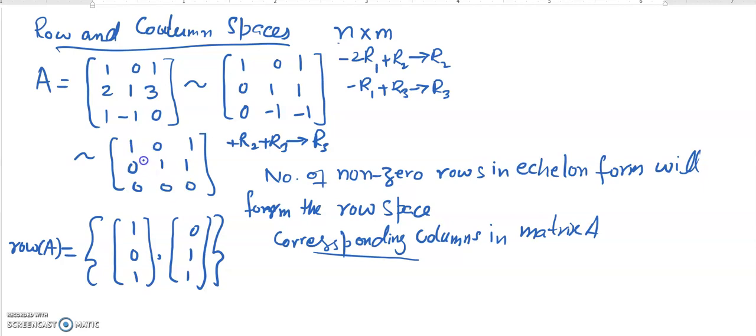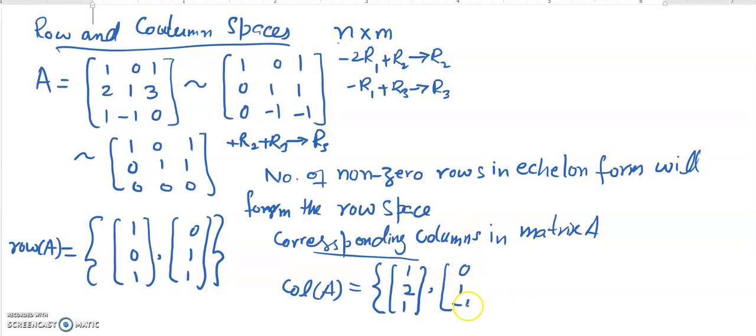So the first two columns. And then corresponding to these first two columns, in the original matrix A, the first two columns were these. So that will be the column space of A in the original matrix. The column space of A will then be the set of these two vectors, 1 2 1 and 0 1 minus 1.